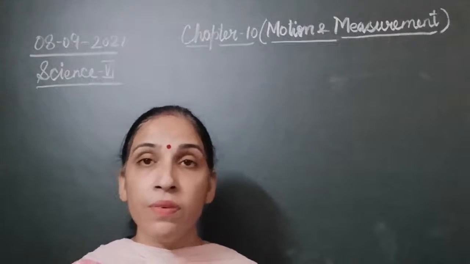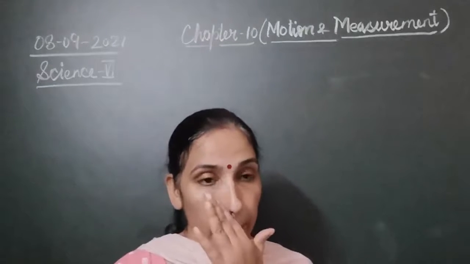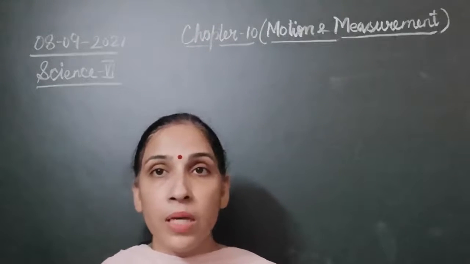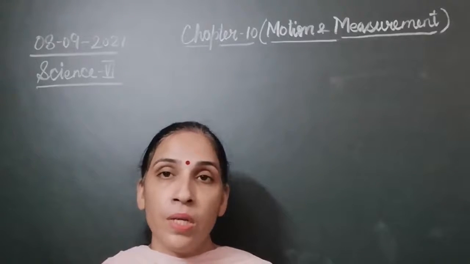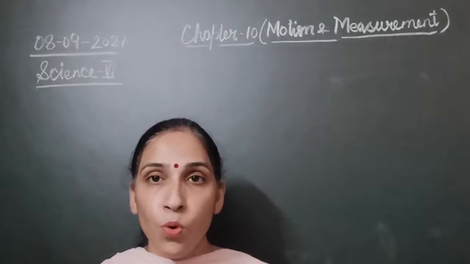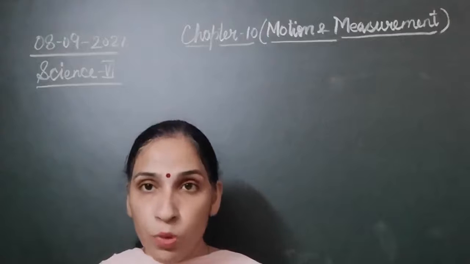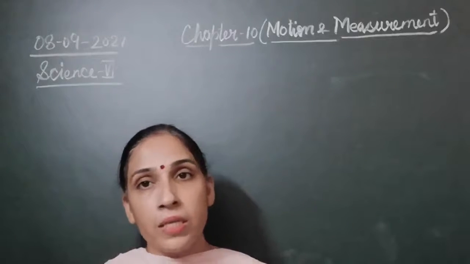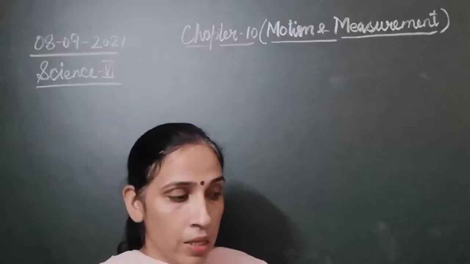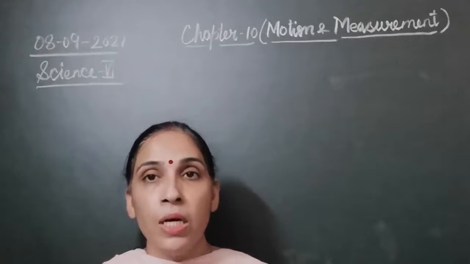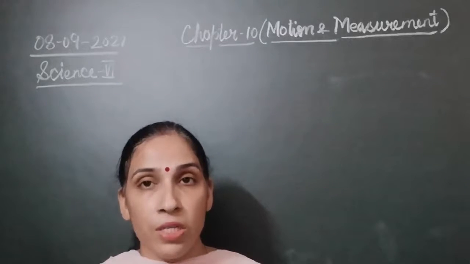Children, as you all are aware, we were doing chapter 10, that is motion and measurement, and in that chapter we had done about motion. Anything which is moving or which is showing movement is said to be in motion. So in science, we mention that anything which is moving, that is showing motion, but one which is not moving, that is said to be at rest.